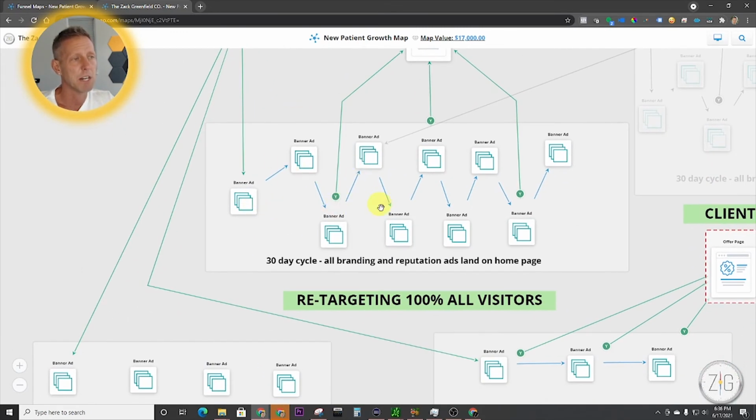And what you need to do is stay in front of them for a month so that when their paycheck hits, or when they finally have time to pay attention, or when the problem gets a little bit worse, you're the person they're thinking about and they're going to come buy from you.